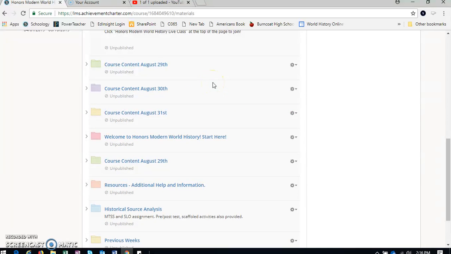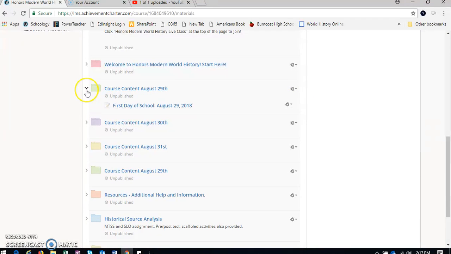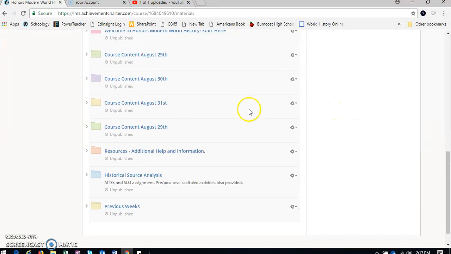Going over some things here. Here is where you'll see these folders. That's typically where you receive the assignments and the content, messages, anything like that about the course. Before we get into the Honors Modern World History folder, I'm going to actually move that up here. Sorry about that. But before we get into that, there's a resources folder here.